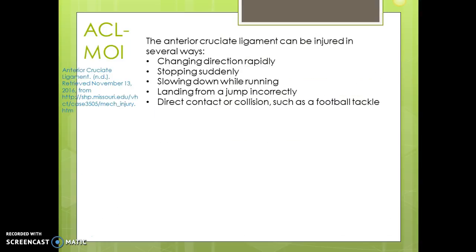Other mechanisms of injury are changing direction rapidly, stopping suddenly, slowing down while running, landing from a jump incorrectly, and direct contact or collision, such as a football tackle, collision during soccer, pretty much any contact sports.